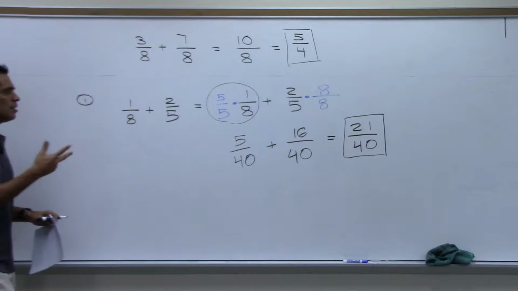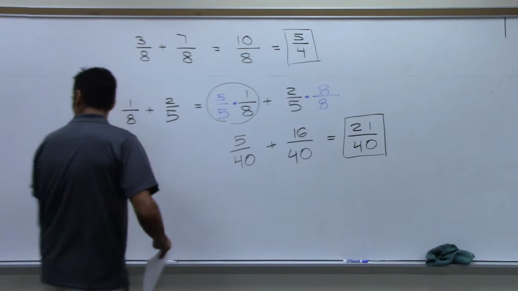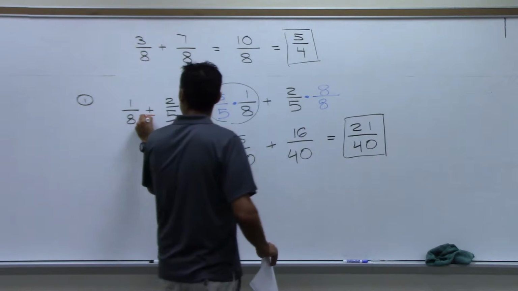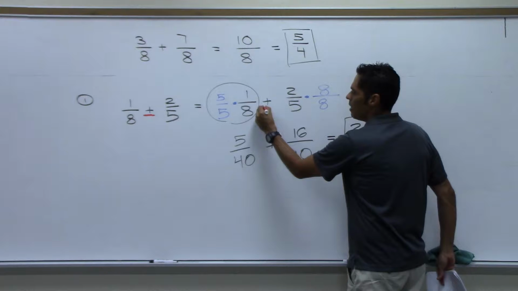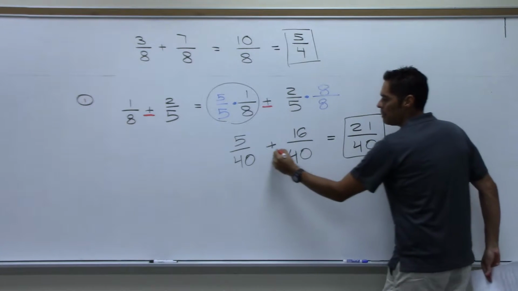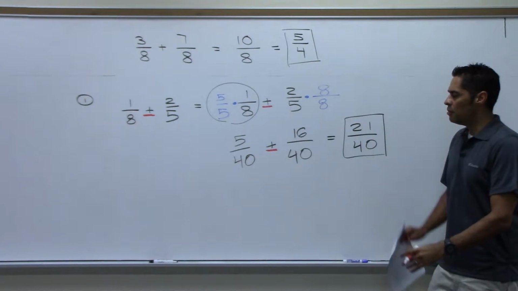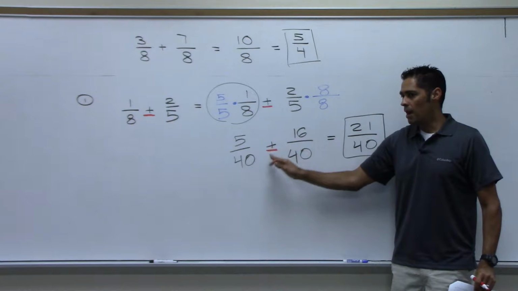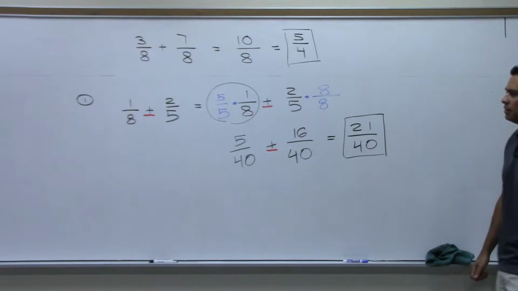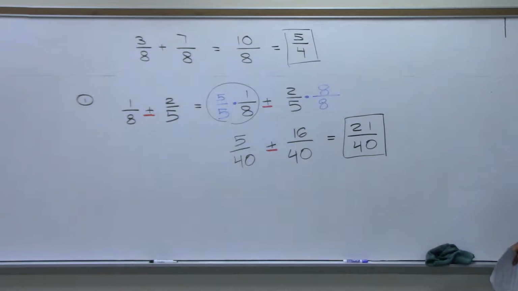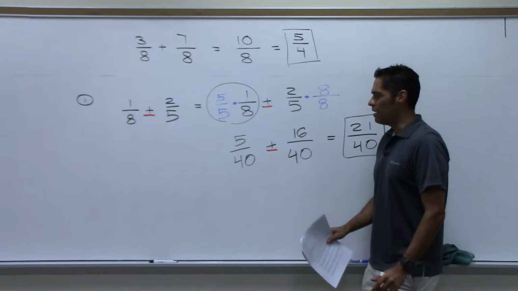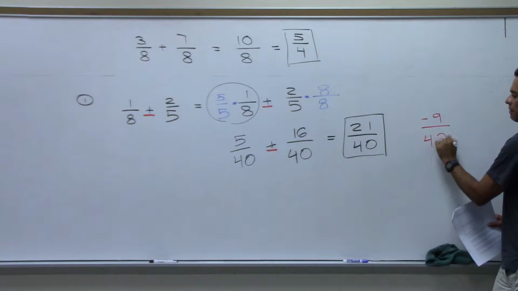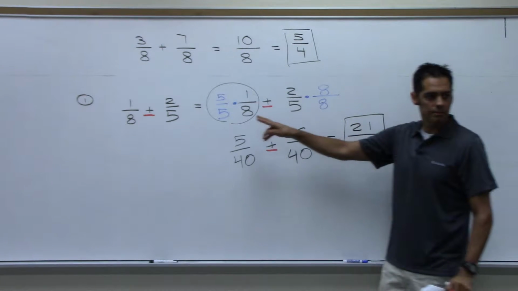What's the difference between addition and subtraction? Like if I were to change this problem right now, if I were to make this a minus, then this would be a minus, right? And then this would be a minus. And then instead of doing 5 plus 16, you would do 5 minus 16. What is 5 minus 16? Uh-oh, negative numbers, right? Negative 9 over 40 again. Do y'all see the difference between those two?